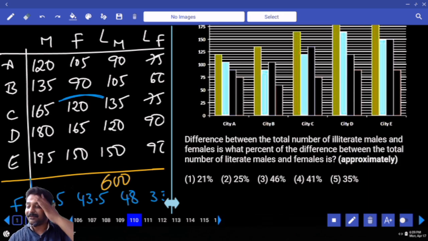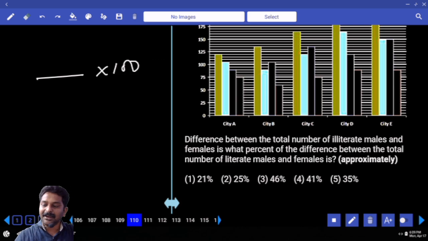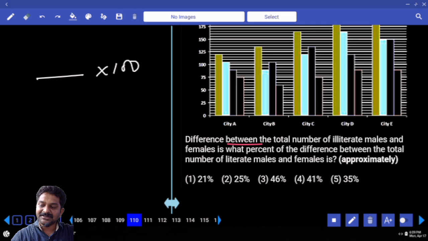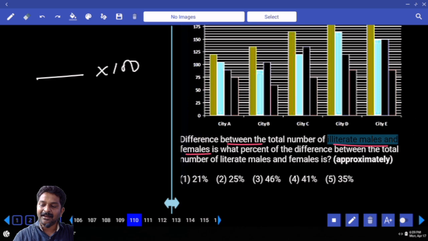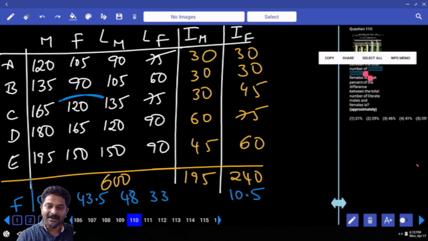Difference between total number of illiterate male and female is what percent of the difference between total number of literate male and female? Right. Now the question is about percentage. Something by something into 100. In the numerator, what are you supposed to write? Difference between illiterate male and female. How much was it?